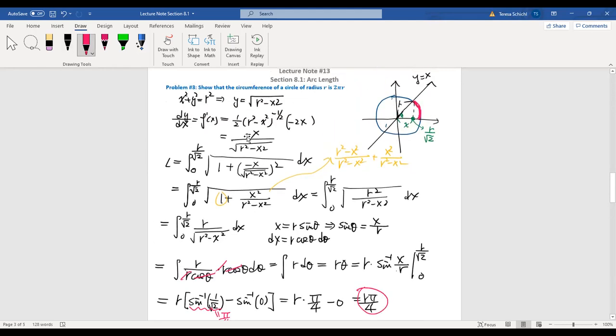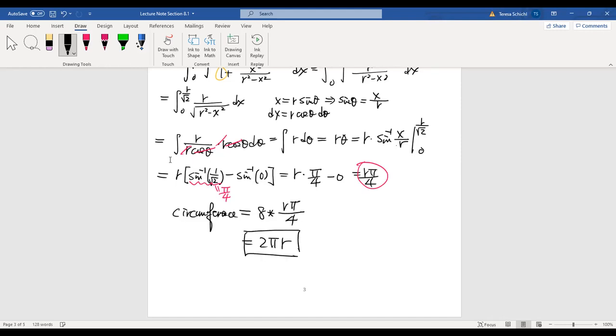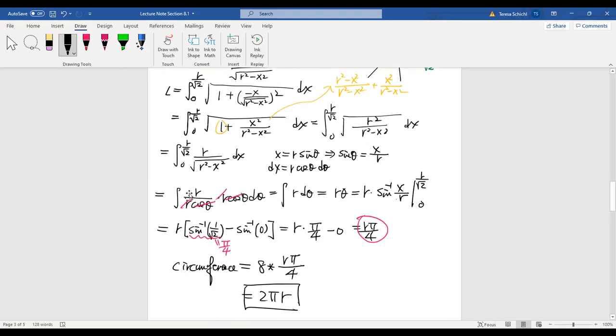So what is the r pi over 4? Remember, it's this pink arc length, and the whole circumference is 8 times this arc length. So it's 8 times r pi over 4. So it's 2 pi r. Wow, that is really beautiful. See here, right? We have known this formula for a long, long time. And now by the integration using the arc length concept, we can approach it and prove it in a different way.